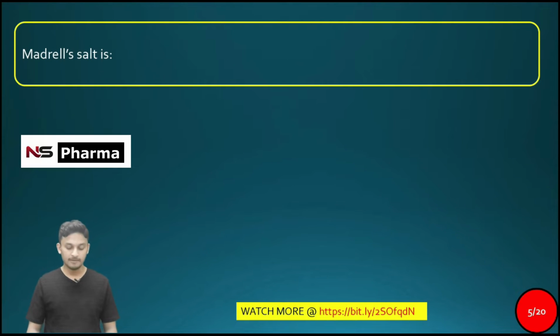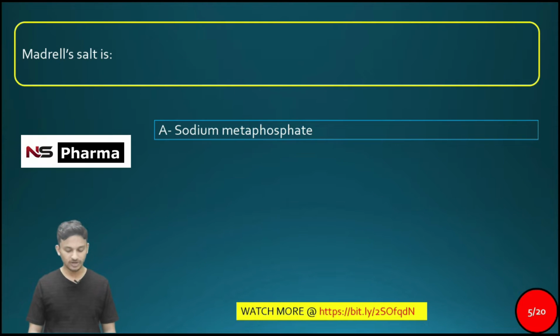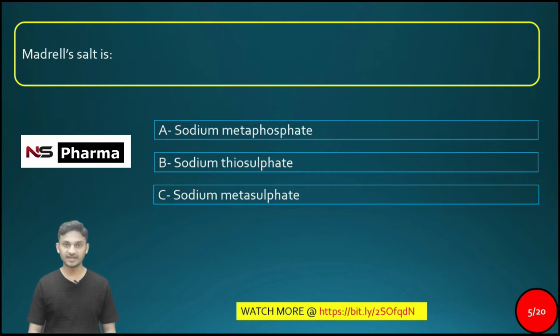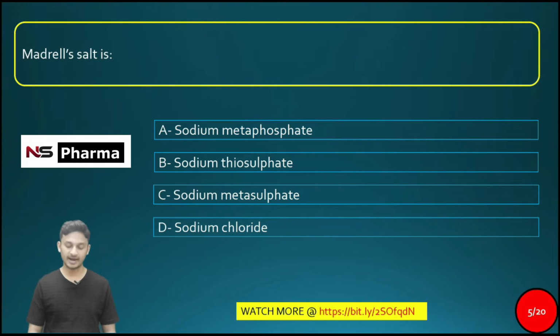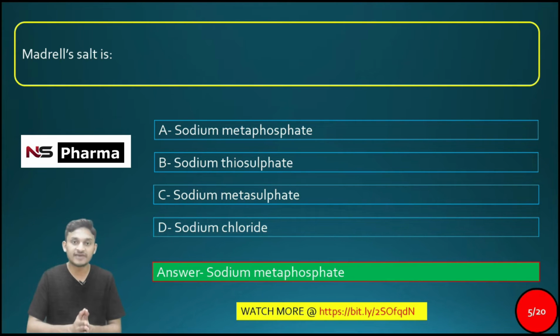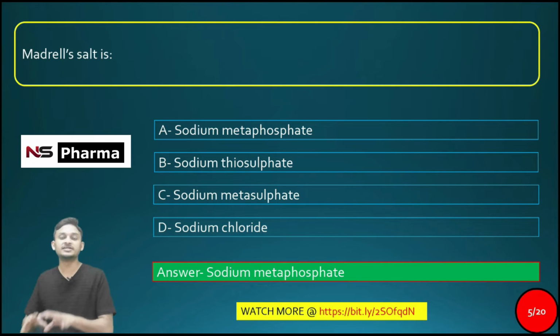Question number 5 is: what is Madrell's salt? Options are option A, sodium metaphosphate, option B, sodium thiosulfate, option C, sodium metasulfate, and the last option, sodium chloride. The correct answer is option A, sodium metaphosphate. That is called Madrell's salt. Madrell's salt is used for dental health as an abrasive agent, a polishing agent, and also in dentifrices.